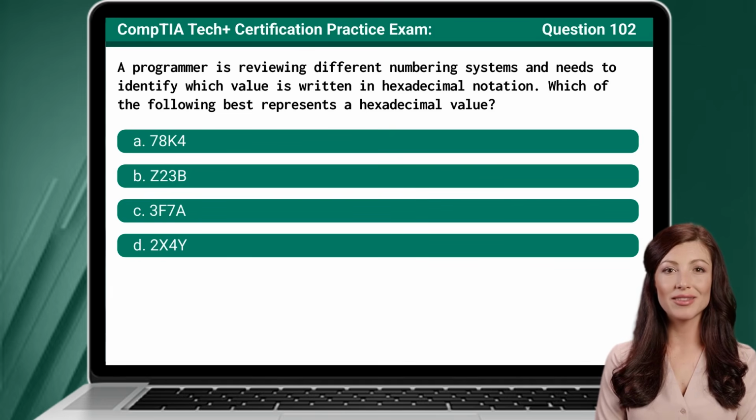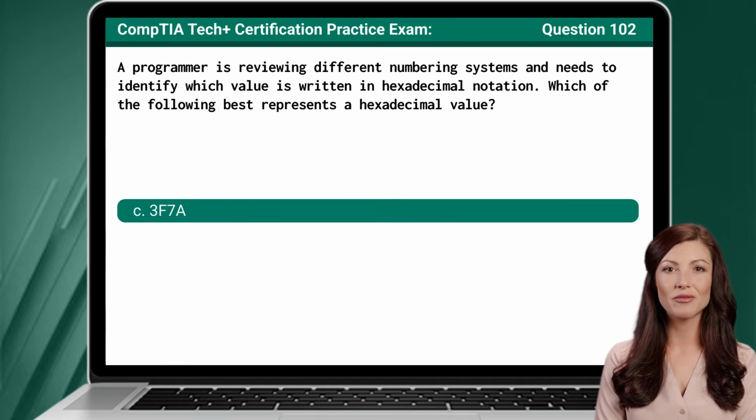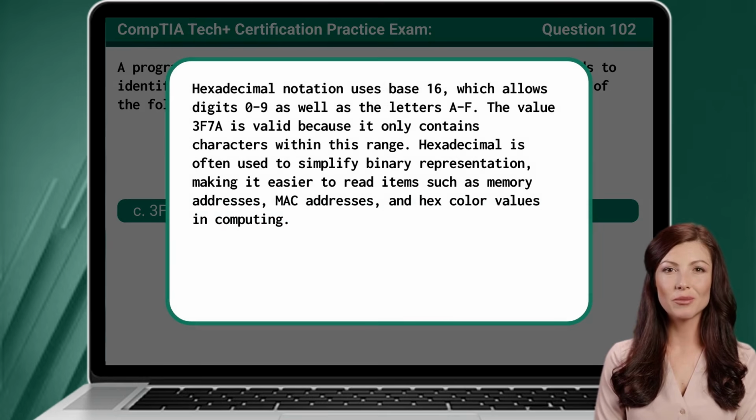The answer is C. 3F7A. Hexadecimal notation uses base 16, which allows digits 0 through 9, as well as the letters A through F. The value 3F7A is valid because it only contains characters within this range. Hexadecimal is often used to simplify binary representation, making it easier to read items such as memory addresses, MAC addresses, and hex color values in computing.